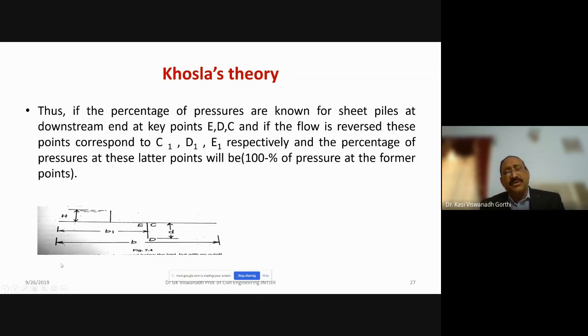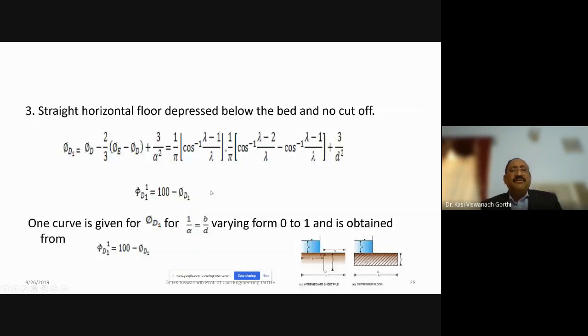Once you calculate, when you make a problem, you'll be able to understand better about this. Simply, whatever is the pressure that you have taken for the reversal, E becomes C1, D becomes D1, and C becomes E1, what we have seen in the earlier case also. So correspondingly, at these latter points, the pressure will be 100 minus the percentage pressure at the former points.